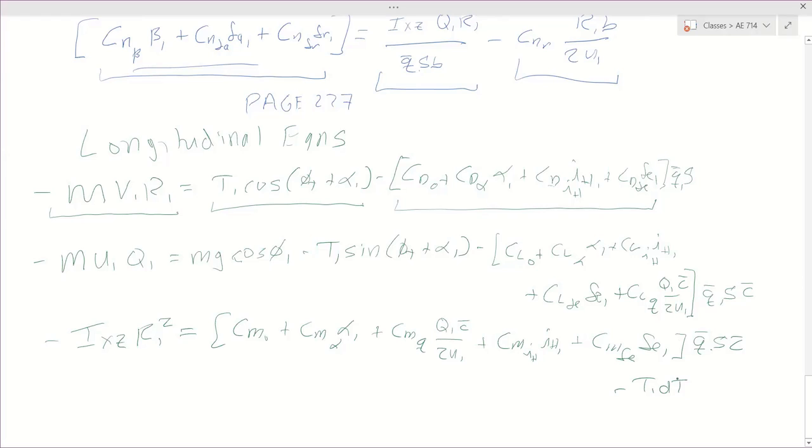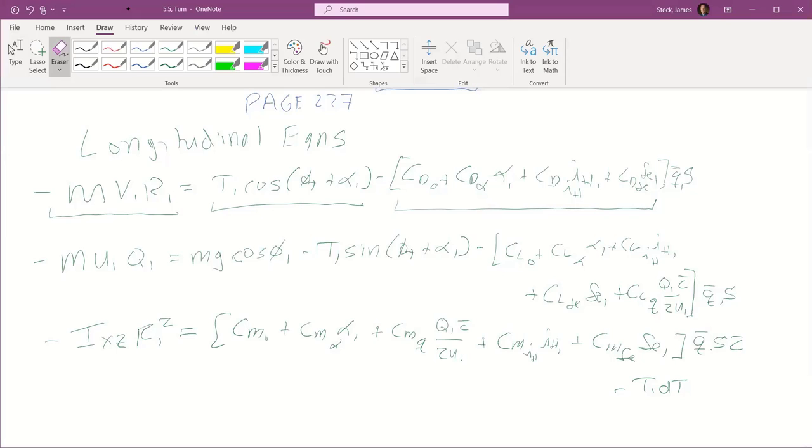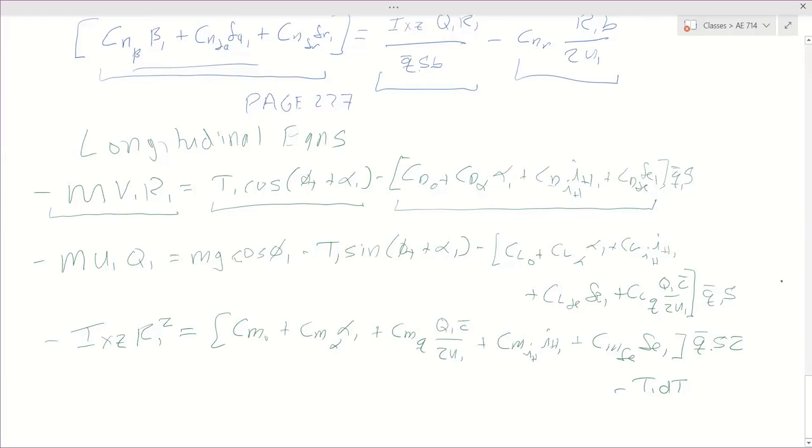And I see a mistake I made. I have a C-bar where there shouldn't be one. This C-bar should be gone because that's the lift equation. Everybody see where that was? It was right here. So there's our unknowns. Angle of attack, elevator, thrust or throttle.